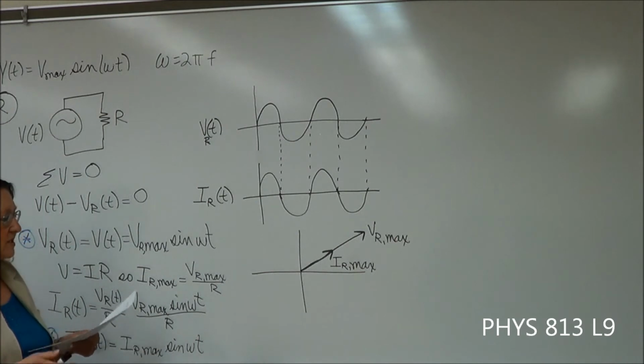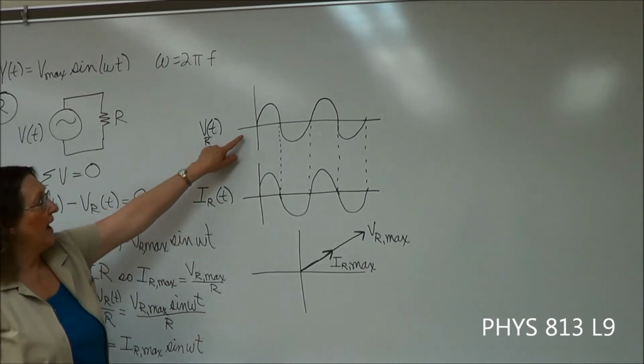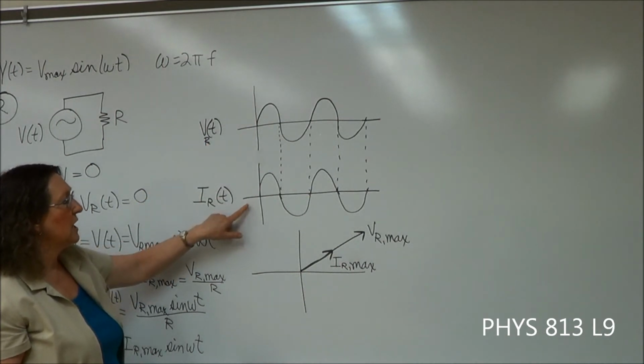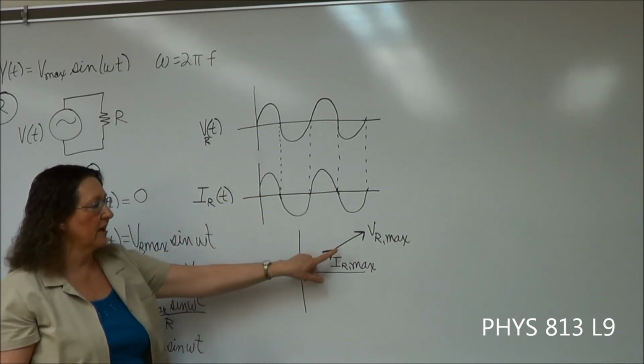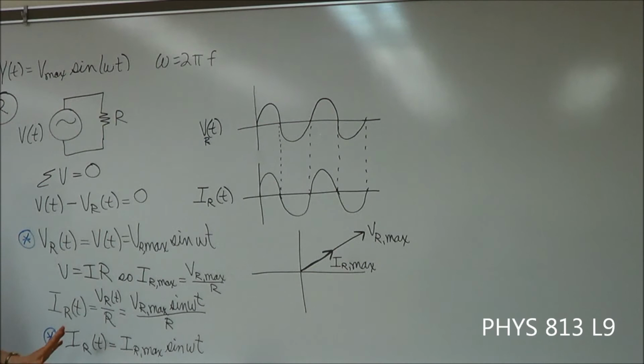Okay, so for our resistor circuit, we have the circuit, a resistor in series with an alternating voltage source. We have sort of derived an equation for the voltage as a function of time and an equation for the current as a function of time. We have drawn graphs, one for voltage, one for current, and we have put these two together in a vector form in a phasor diagram. So this is basically what we're going to do, or something similar, for the capacitor and then for the inductor.